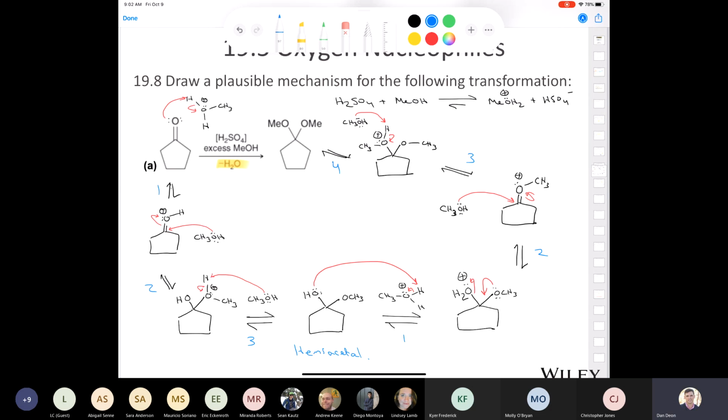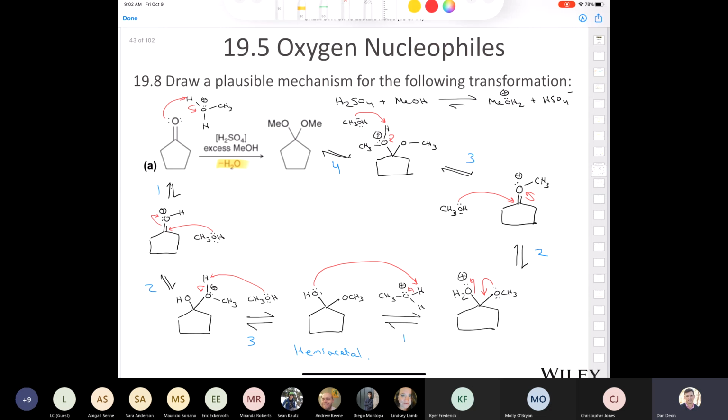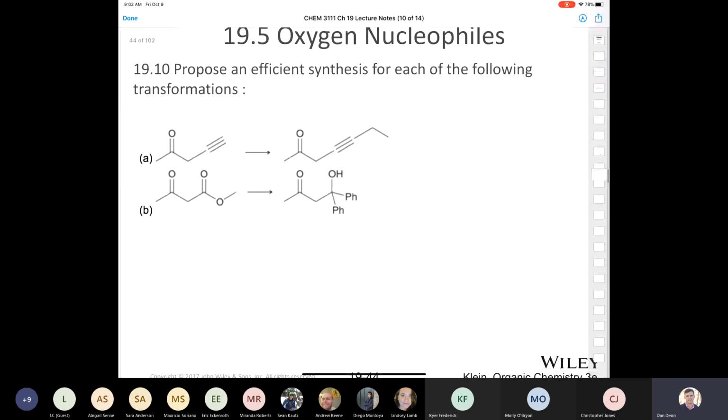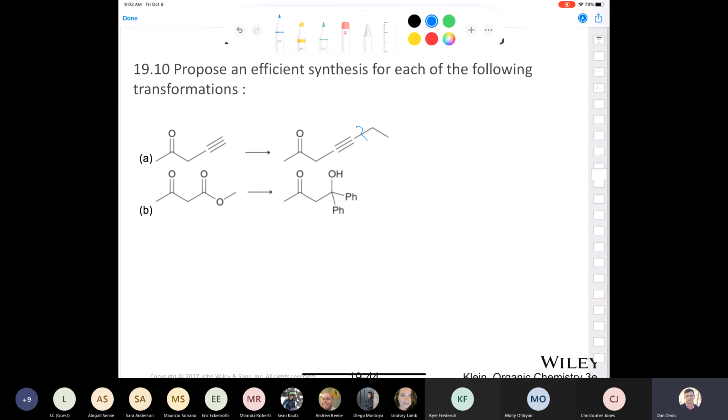Let's talk about some syntheses here in question 19.10. Propose an efficient synthesis for each of the following transformations. The first one involves the formation of a new carbon-carbon bond right here, like this. Now, how did we do that, generally speaking?